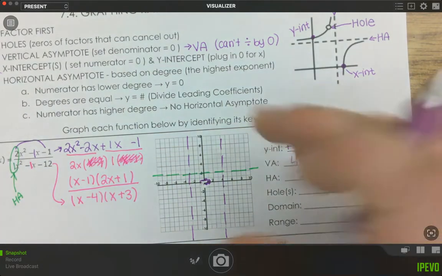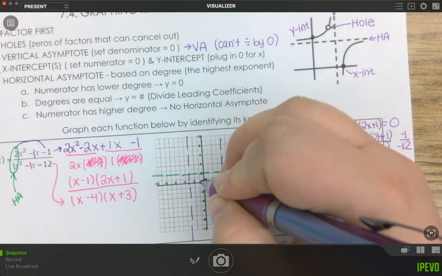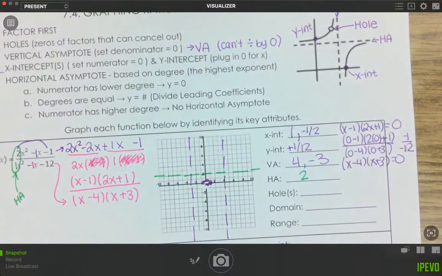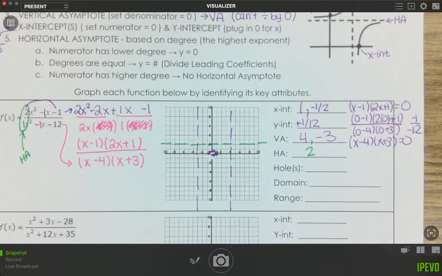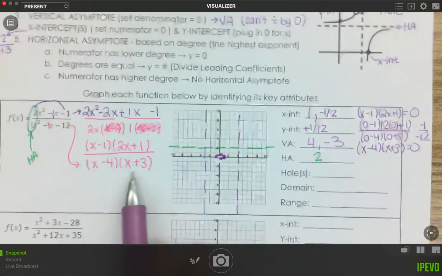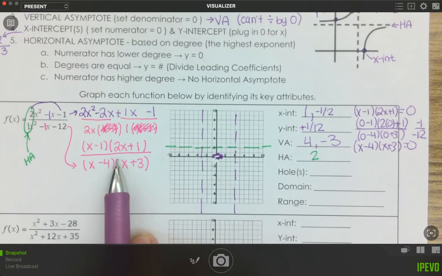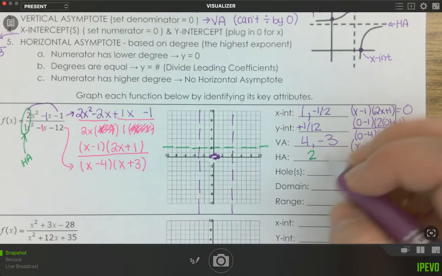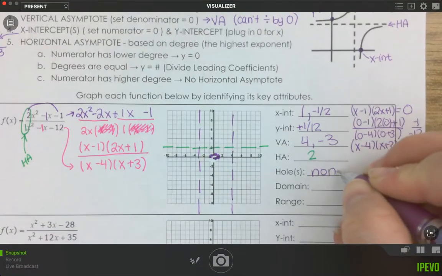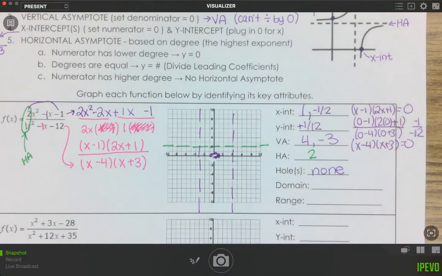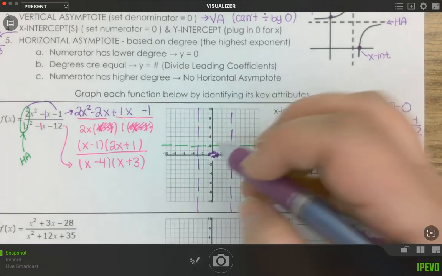Okay, so I was trying to get rid of some of that, but my whiteout's not working super well. And okay, so holes. There's nothing to cross out on the top and bottom, otherwise we would have done it. So there are no holes. And we'll do the domain and range in just 1 second. We're going to go ahead and draw the graph now.